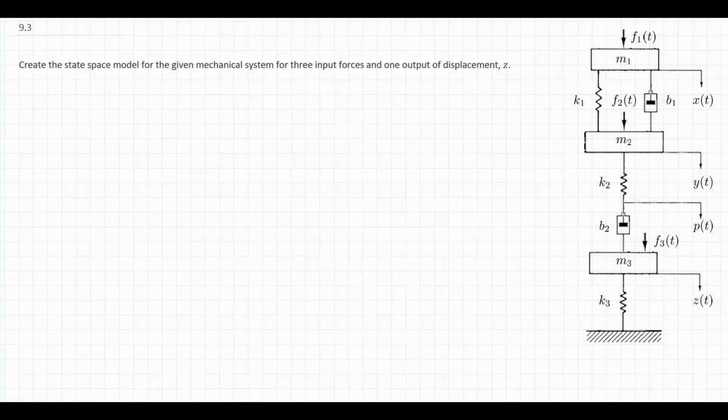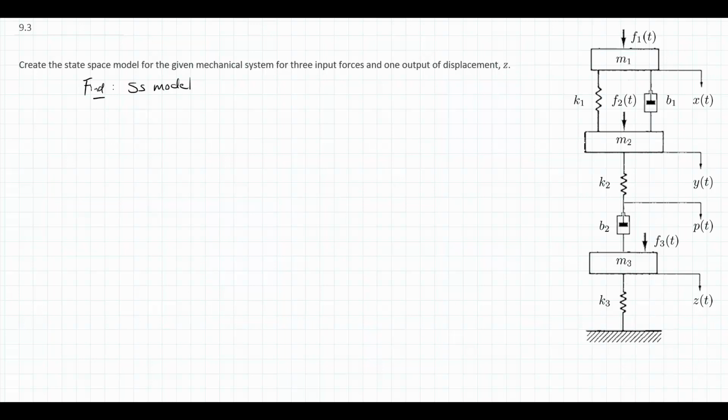In this multiple degree of freedom system with multiple inputs, we are asked to construct its complete state space model. And we are after, in this example, just one output, the displacement of z, the bottom mass. So we want to find and construct the state space model.